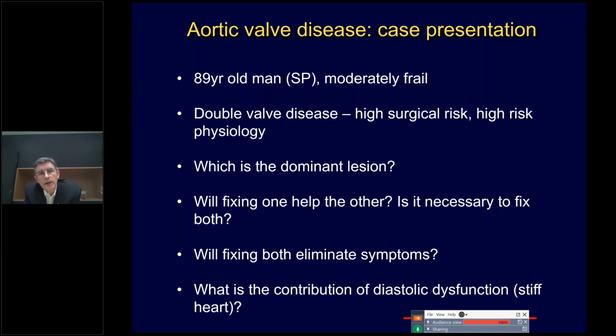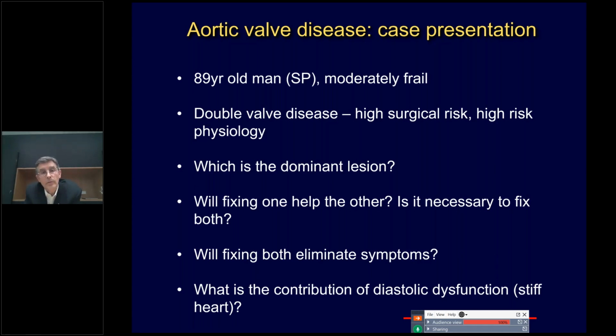Clinically, it can be really quite a challenge to decide which is the dominant lesion. Is it the aortic valve disease? Is it the mitral regurgitation? How do you distinguish that clinically and by echocardiography? Could we get away with just fixing one? What, say we just fix the aortic valve, would that be sufficient?